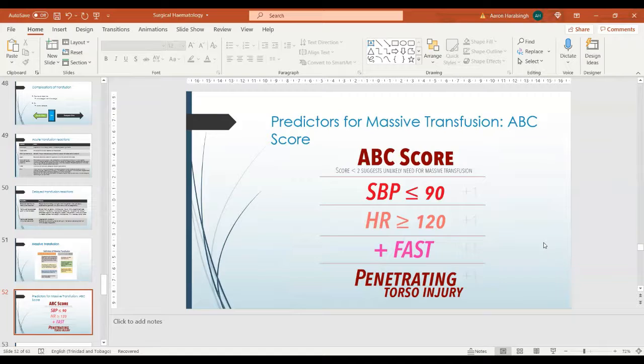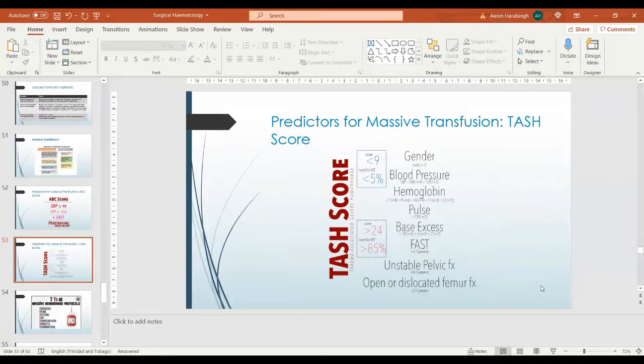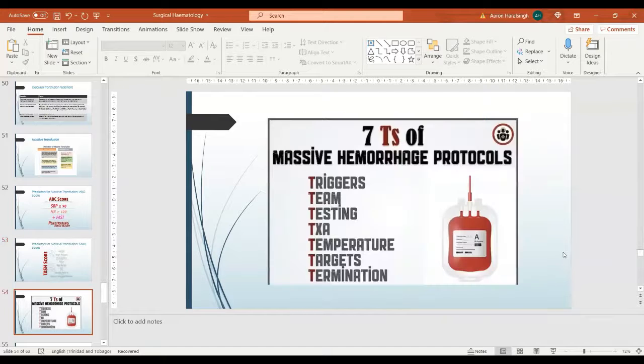And there are a few predictors for massive transfusion. There's the ABC score, which is the one recommended by the American College of Surgeons: systolic BP less than 90, heart rate greater than 120, a positive FAST or penetrating injury to the torso. Each of these is 1 point. If you've got a score of 2 or more, it suggests the need for massive transfusion. If the score is less than 2, it is unlikely that the patient will require a massive transfusion. There's also another score called the TASH score, which is a little more applicable to the orthopedic patient and consists of a few more parameters.